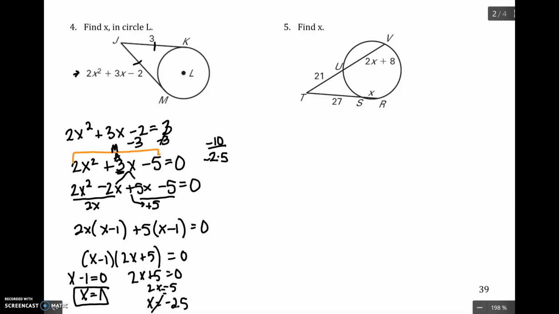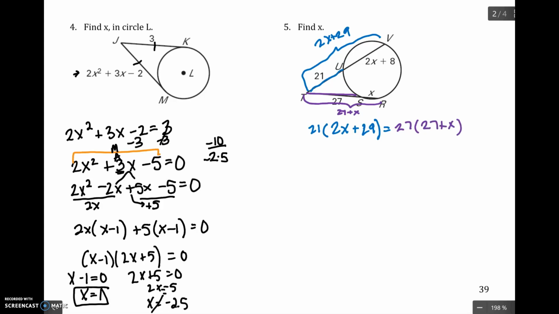So now you can see we're outside times whole because we don't have 2 tangents. So the outside portion is 21. The entire thing, if I add that together, is 2x plus 29. So outside times whole. Okay, and on the other side, the outside portion is the 27. And the whole thing is when you put the 27 and the x together.